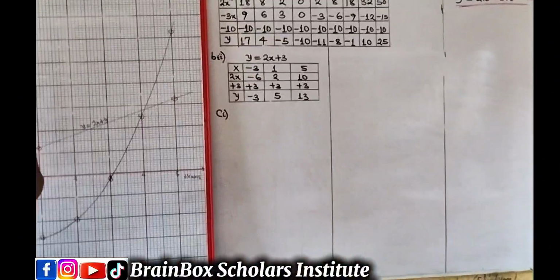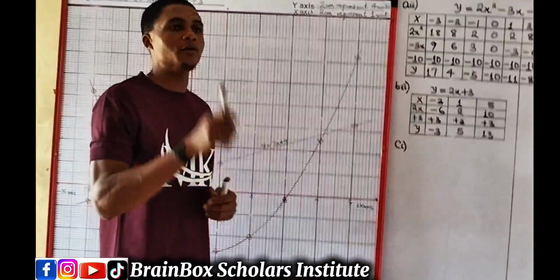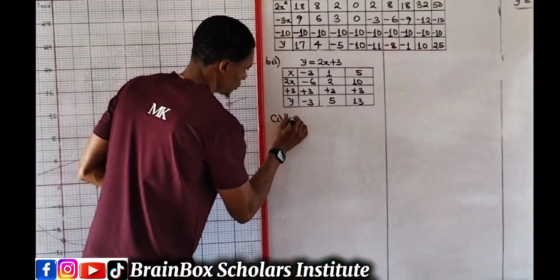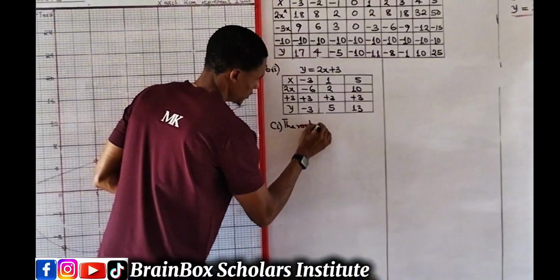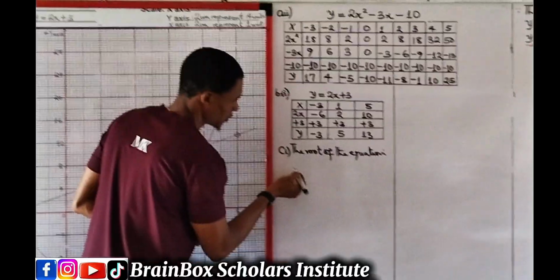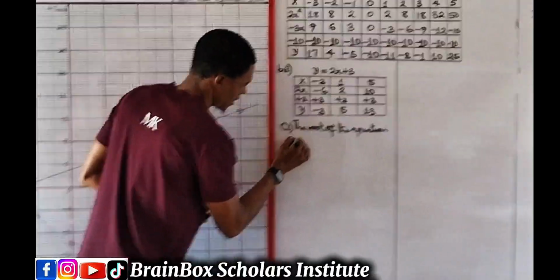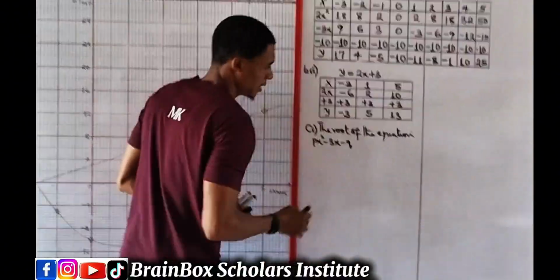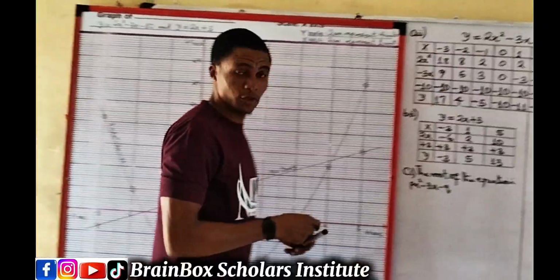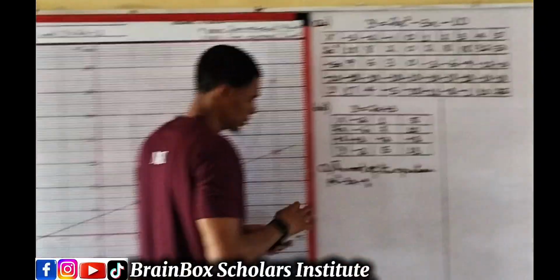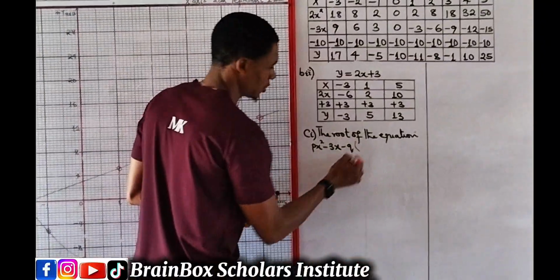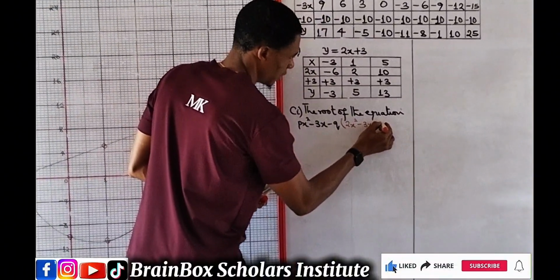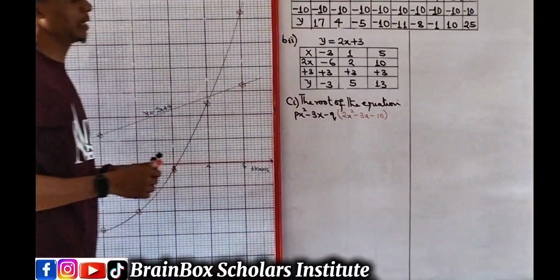Use the graph to find the root of the equation. The root of the equation, 2x squared minus 3x minus, right? The new equation is not going to be this, so you replace it with the new equation, which is 2x squared minus 3x minus 10. Okay, and that's the new equation.